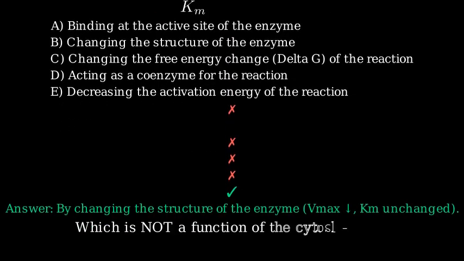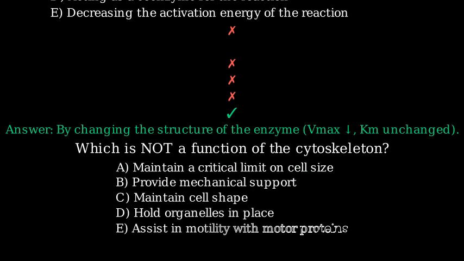Next question: which of the following is not a known function of the cytoskeleton? Options: to maintain a critical limit on cell size, to provide mechanical support to the cell, to maintain the characteristic shape of the cell, to hold mitochondria and other organelles in place, and to assist in cell motility by interacting with motor proteins. We will build a quick visual to recall true functions.